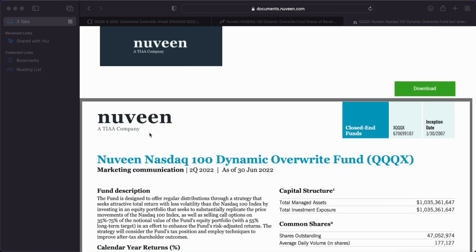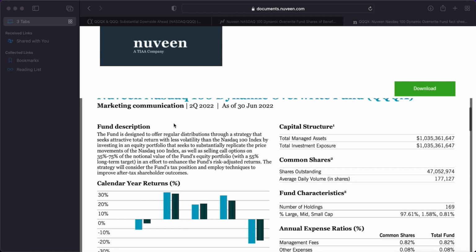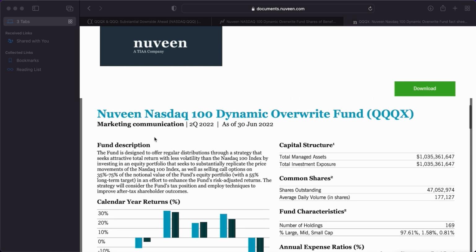And today we're going to be talking about the Nuveen NASDAQ 100 Dynamic Overwrite Fund, or QQQX. Now this is a closed-ended fund, and the inception date was 2007. So this fund's actually been around for quite a long time. And I'll give you some description here. This is on their actual website, Nuveen, which created this fund, going over everything that this fund has to offer.